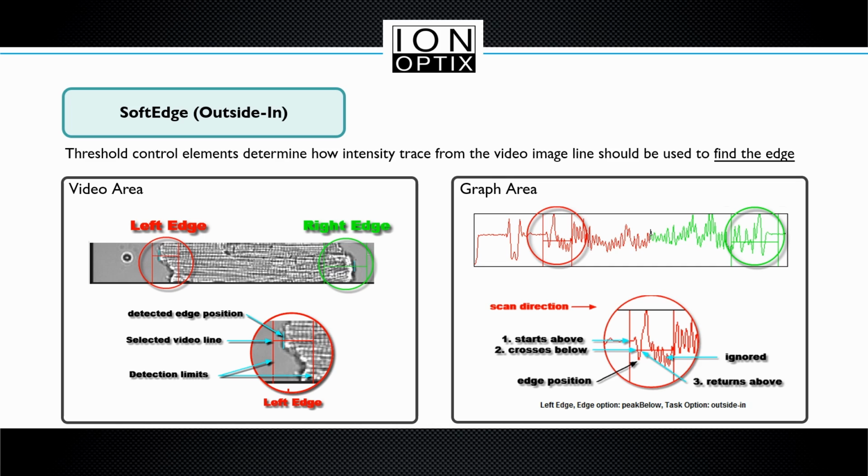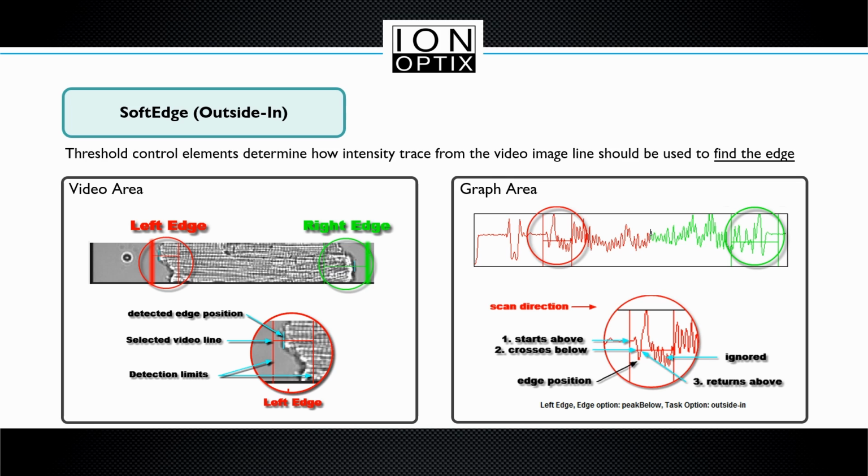Now, in order for the algorithm to scan for and detect the edge, we must choose an option for it, and we have several possibilities. The first option is below, which means that the edge is detected when the algorithm finds the first signal below the horizontal line in the graph area. The other option is above, where the edge is detected when the algorithm finds the first line above the horizontal line.